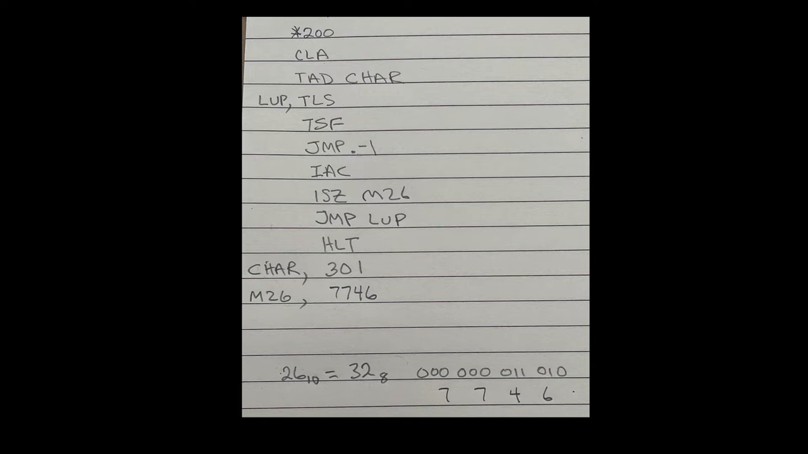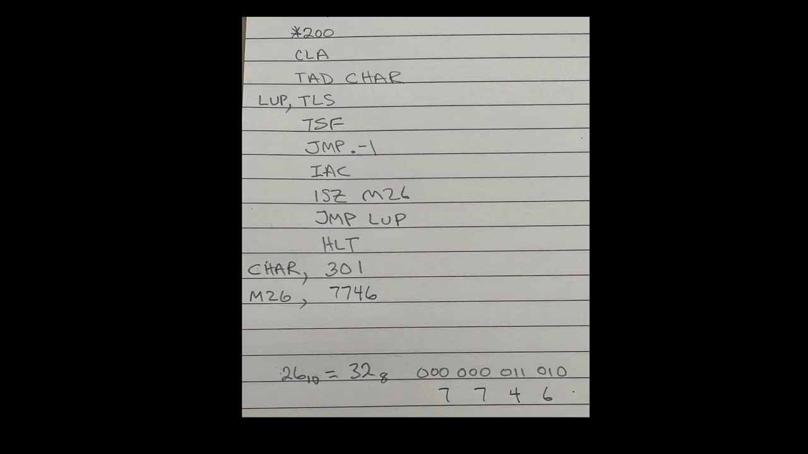TLS. TLS sends the contents of the accumulator to the teletype. Now, this takes about a tenth of a second, so it'd be a good idea for us to wait for the teletype to finish printing. So the next instruction, TSF, it's going to skip on the teletype flag. So if it doesn't skip, we're going to jump back to the TSF. That's that jump point minus one. It just jumps back to the TSF.